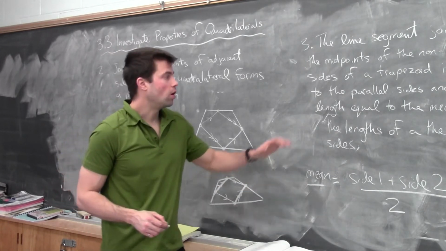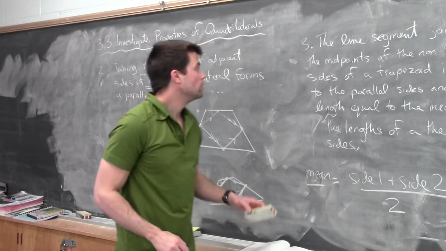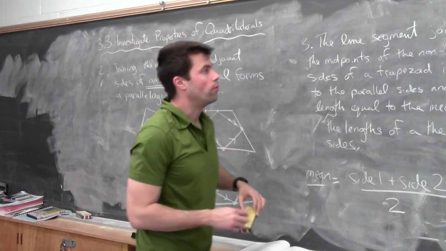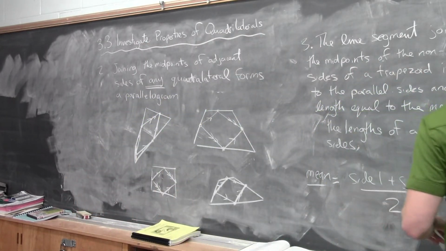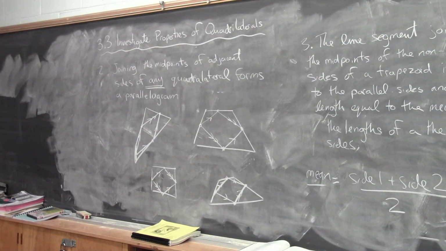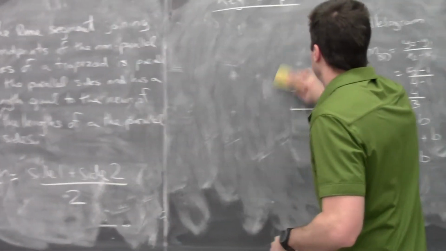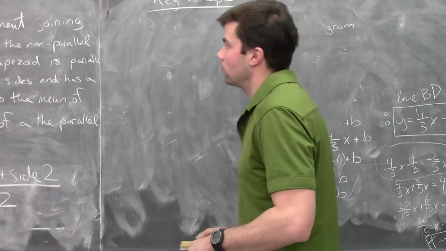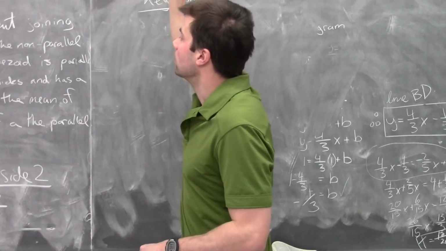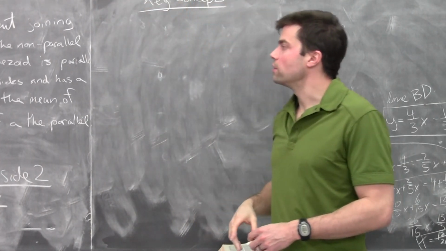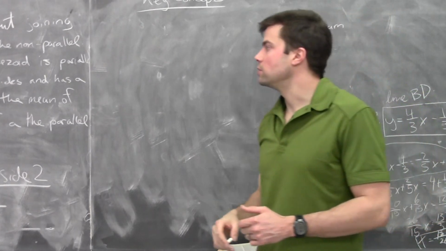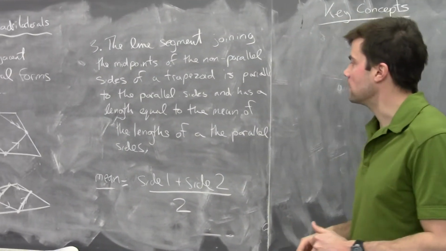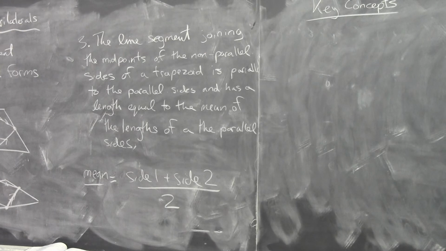Okay, a little convoluted point here. We'll go over here. Looks like this. What does this mean? The line segment joining the midpoints of the non-parallel sides of a trapezoid is parallel to the parallel sides and has a length equal to the mean of the lengths of the parallel sides.